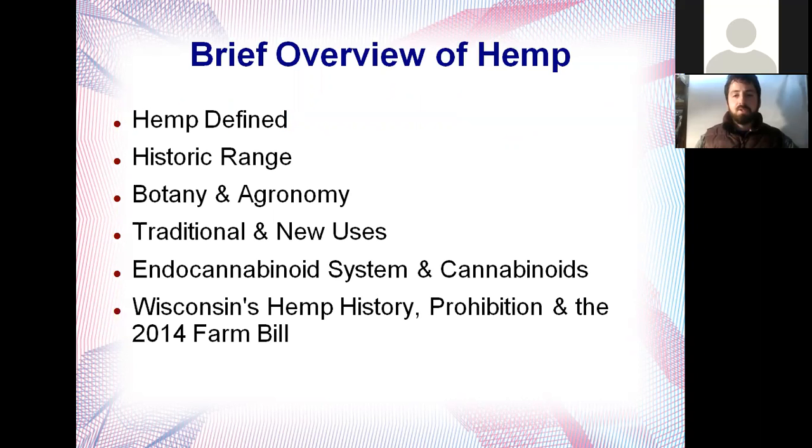All right, so like I said, we're going to do a brief overview of hemp, talk about its definition and how it's defined. We're going to look at the historical range, its botany and agronomy, traditional and contemporary uses of it. We're going to discuss the endocannabinoid system and what cannabinoids are, and we're going to talk a little bit about US regulations regarding hemp in Wisconsin, where our farm is, but also in Minnesota.